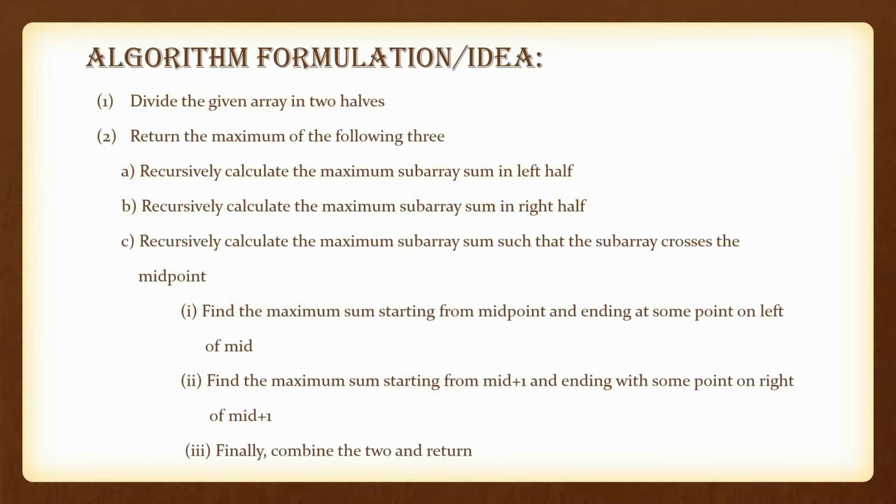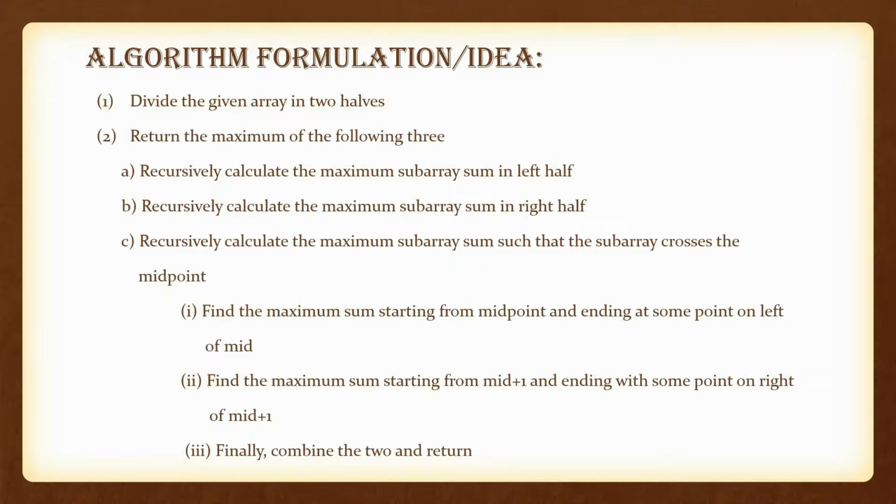Algorithm formulation or idea. Divide and conquer is an algorithmic design paradigm which recursively breaks down a problem into two or more subproblems of the same or related type until these become simple enough to be solved directly. This strategy has basically three parts. Firstly, divide the problem into several smaller subproblems, then conquer the subproblems by solving them recursively, and finally, combine the solutions to get a solution to the problem. Let's elaborate this to understand better.